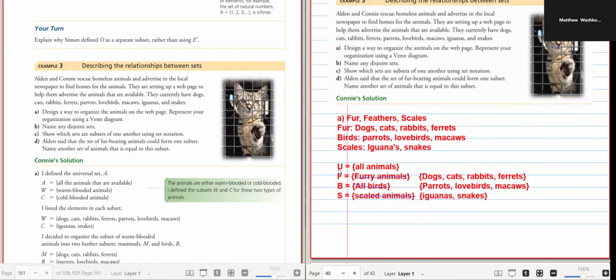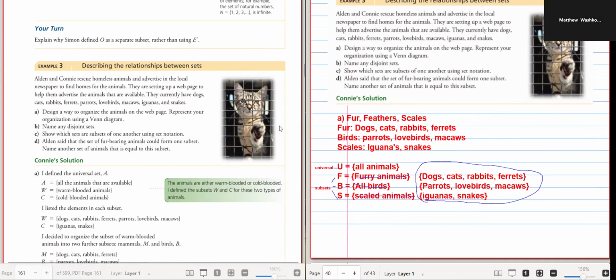So now we have a universal set. Here's our universal, and then we have our subsets, right? Again, I'm just doing this to help further explain it. You could go straight into this if you really wanted, that's fine. If you know what you're doing, awesome.